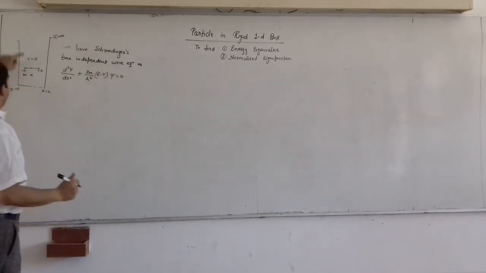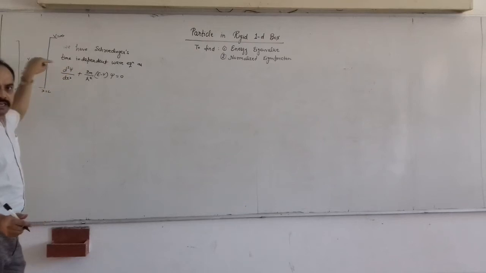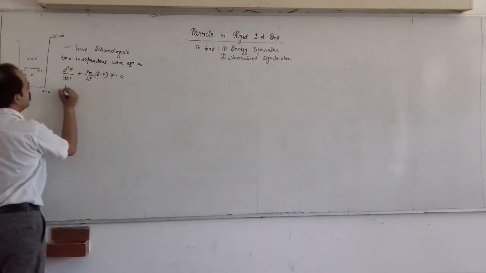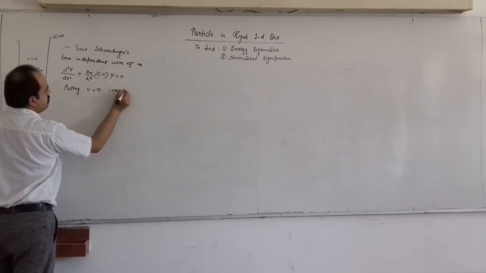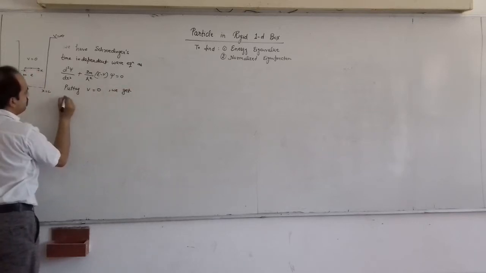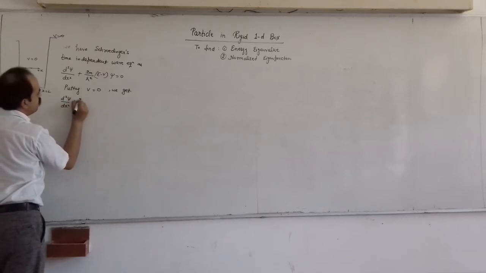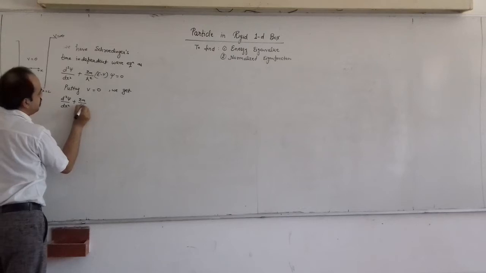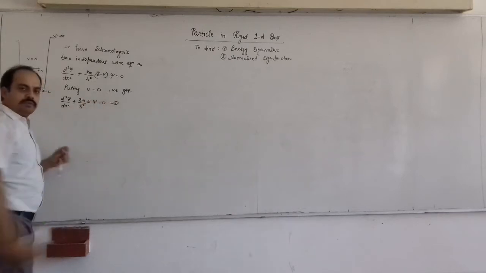So we can see that within the box the potential energy is equal to 0. The electron is restricted to move in one direction, plus x and minus x. The potential energy is 0. So putting V equal to 0, we get d2 psi upon dx square plus 2m upon h cut square E psi is equal to 0. Let it be equation number 1.